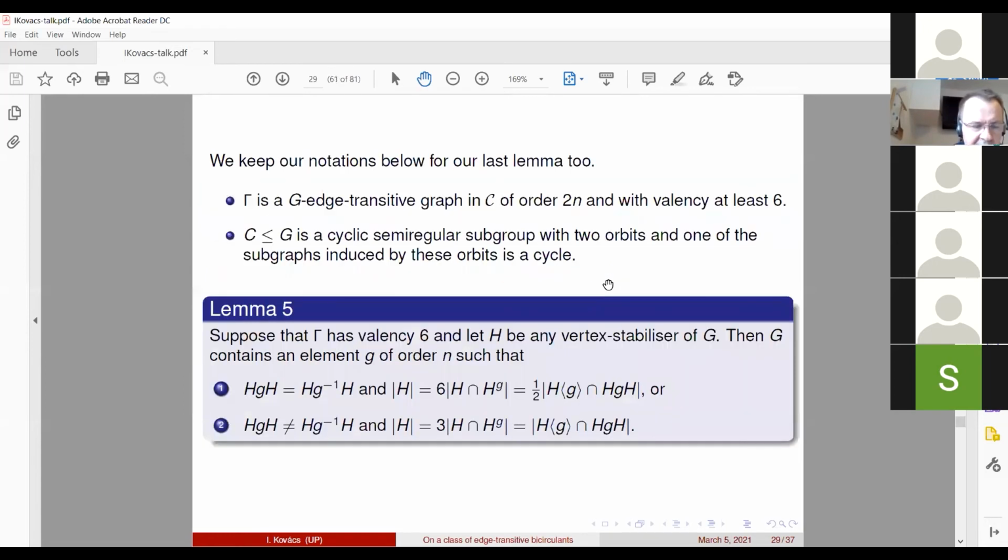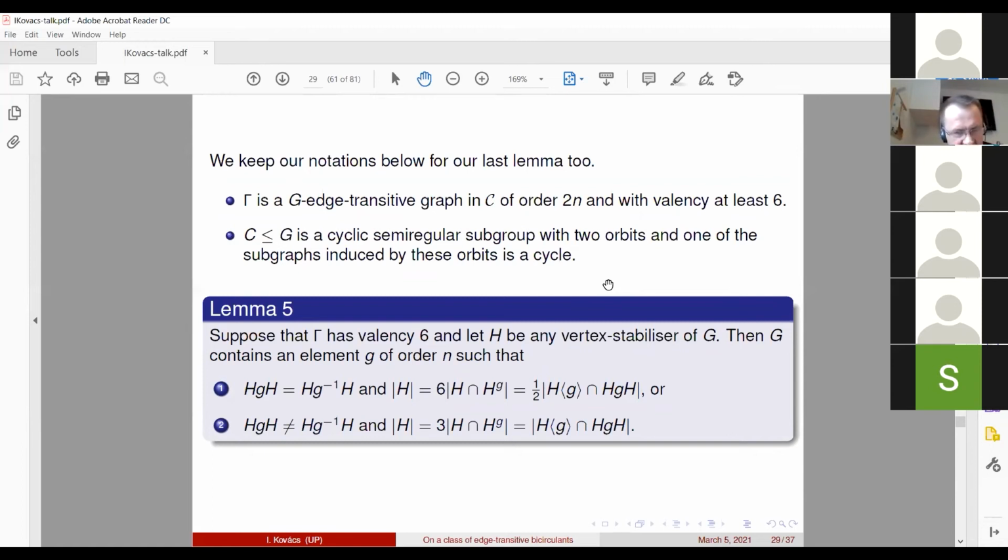Okay, so that was one crucial step, to prove that we have a cyclic block for the group acting H-transitive on the graph. And to finish the proof, we just use one more lemma. And for that lemma, I would like to keep the notation as we said before.